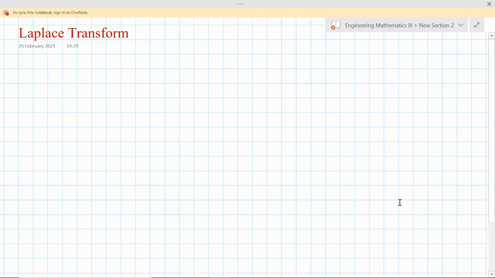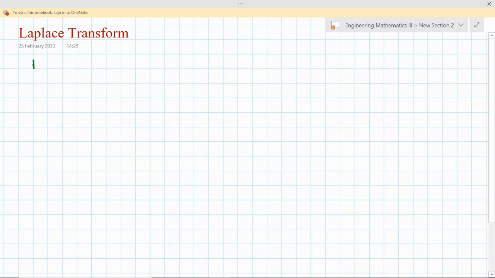Hello students. Let us start the second unit, that is Laplace transform. First we'll understand the basic definition of Laplace transform, and then we'll discuss the Laplace transform of some standard functions. Okay. So what is the definition of this Laplace transform?